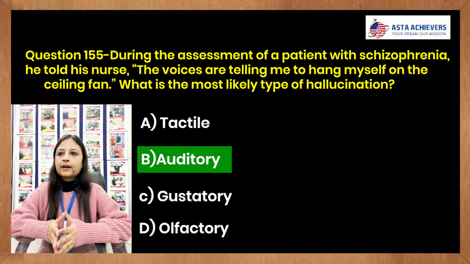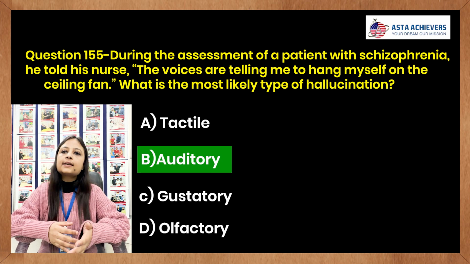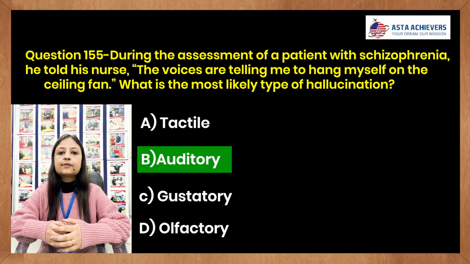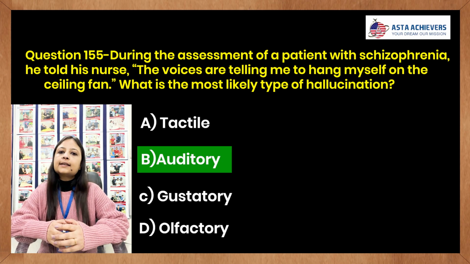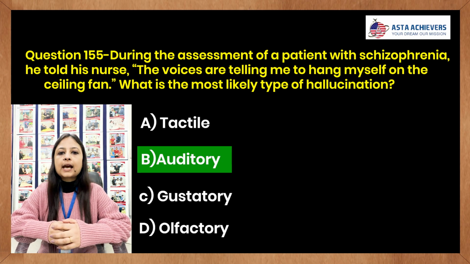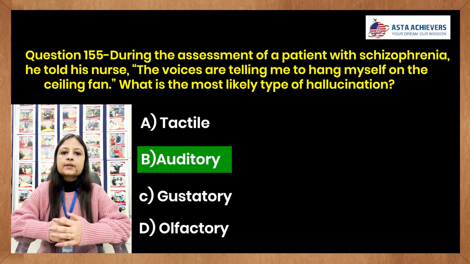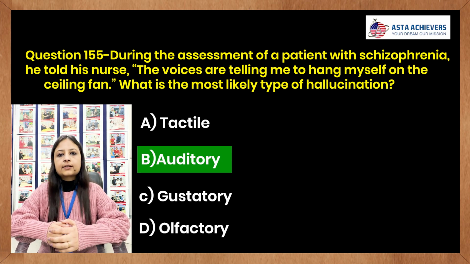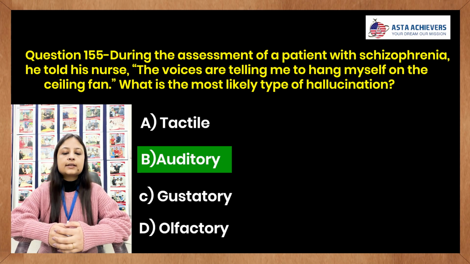Question number 155. During the assessment of a patient with schizophrenia, he told his nurse, the voices are telling me to hang myself on the ceiling fan. So what is the most likely type of hallucination? Option A, tactile. Option B, auditory. Option C, gustatory. And option D, olfactory. So option B, auditory, is the correct answer.